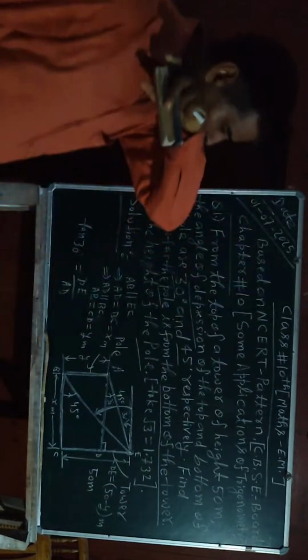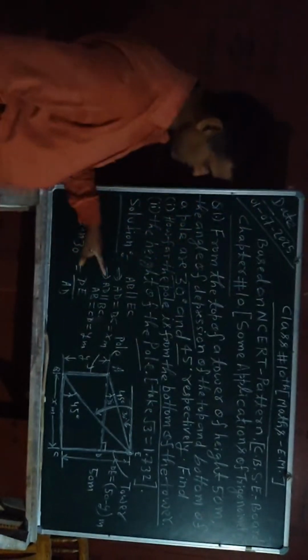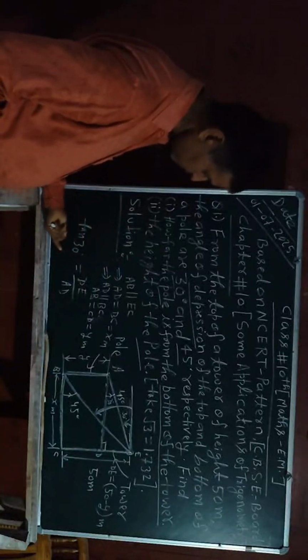50 meter minus y meter. That is the length of DE. Here I will write DE. Length of DE will be 50 minus y meter. Okay. So again I am going to erase the above data to simplify the data below.